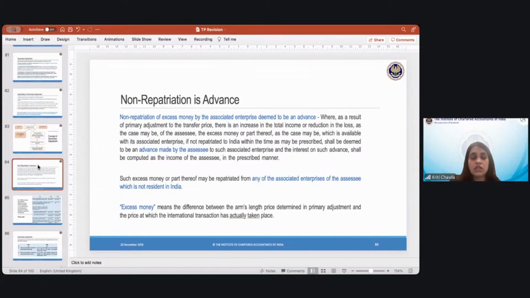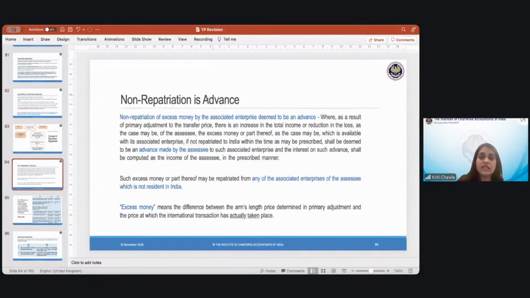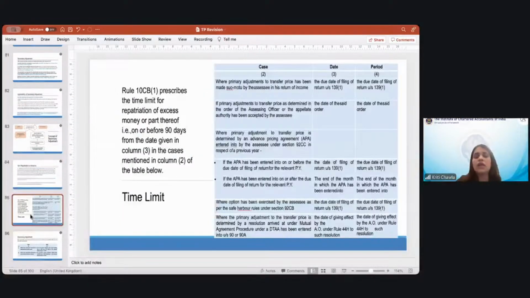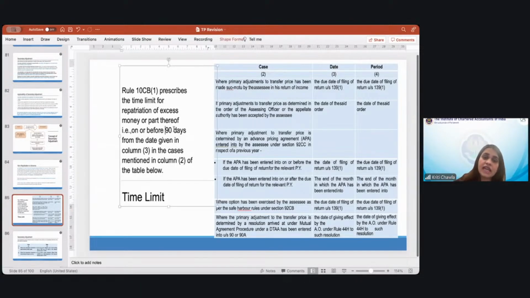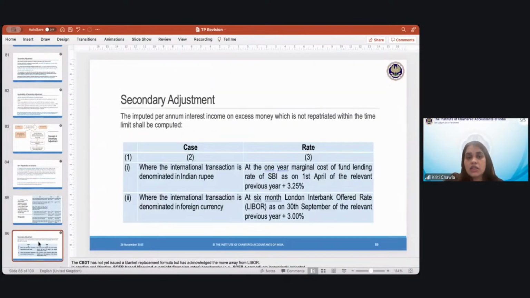if it is not remitted. And when I say that this is considered as an advance, it is also considered as a deemed loan. Now, this is where it actually prescribes the time limit. It's actually on or before 90 days from what is mentioned here. And this is the interest. If the excess money is not repatriated within the time limit, then there is obviously interest that will be chargeable.